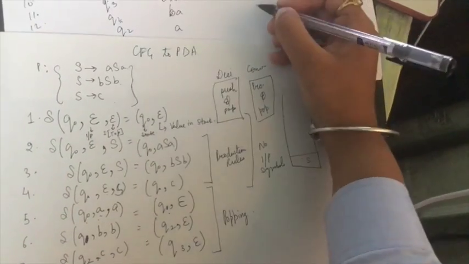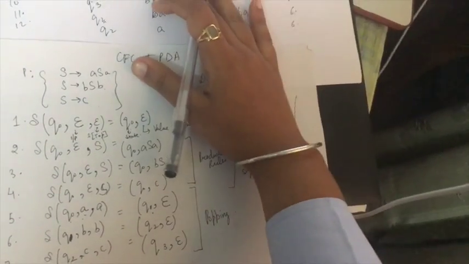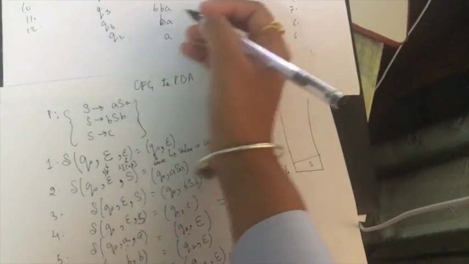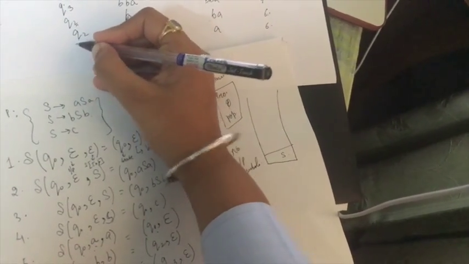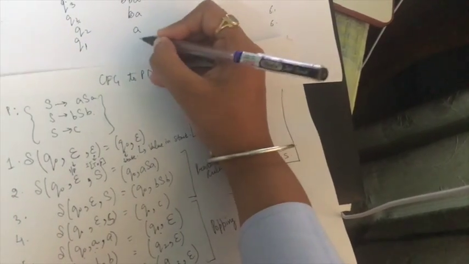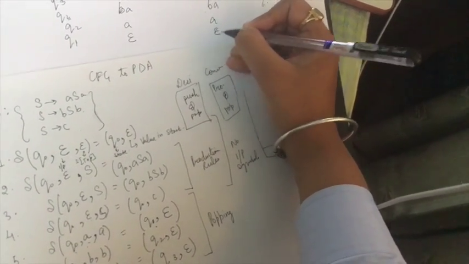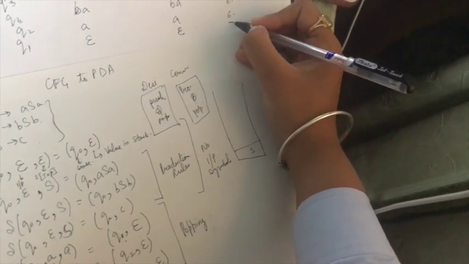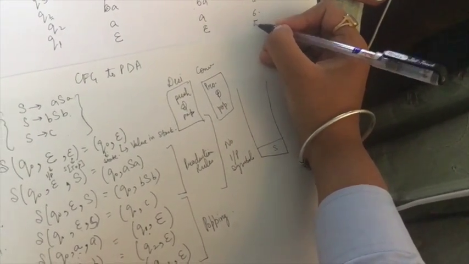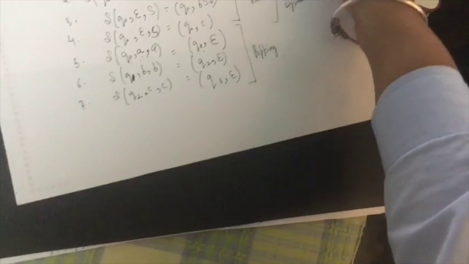This will become A, then this will become BA and A using this, and then I have to pop A using some transition. So this will be Q1, this becomes null, and this again becomes null, and I have used the transition number 5 over here. Okay, so that's how our conversion of CFG to PDA works.